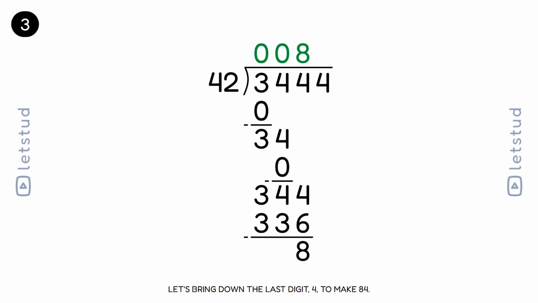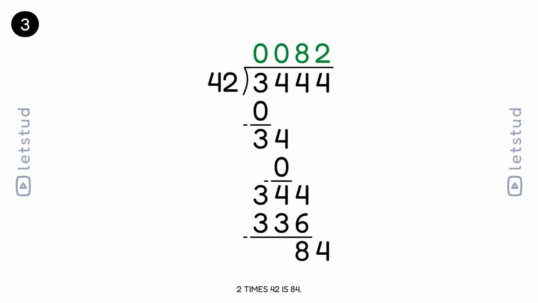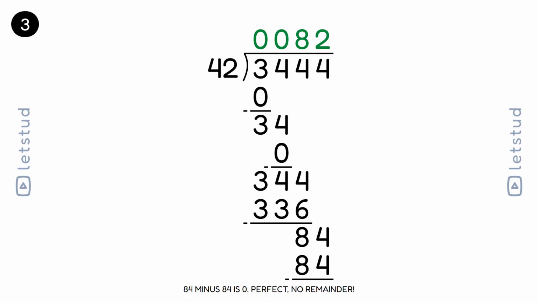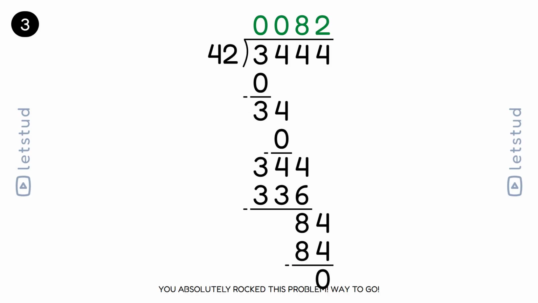Let's bring down the last digit 4 to make 84. We need to divide 84 by 42. 42 goes into 84 exactly 2 times. 2 times 42 is 84. 84 minus 84 is 0. Perfect, no remainder. You absolutely rocked this problem.